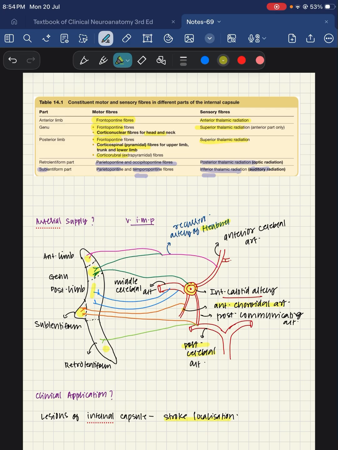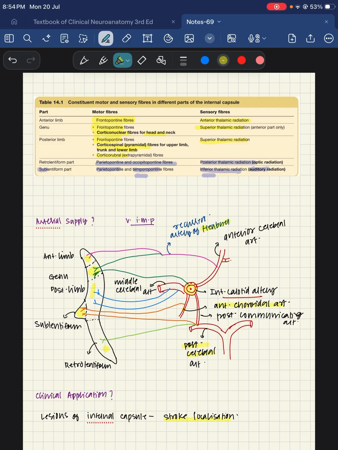It's not as easy as I say. There are a lot of etiologies for a stroke, but it assists you if you can make a general idea of where the stroke might be. That is the clinical correlation of this.